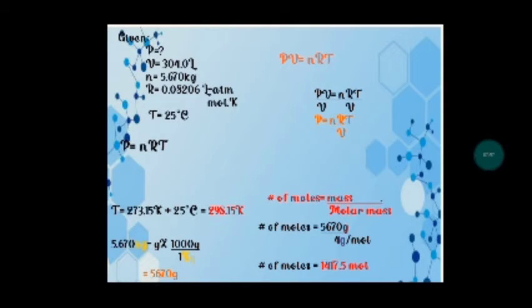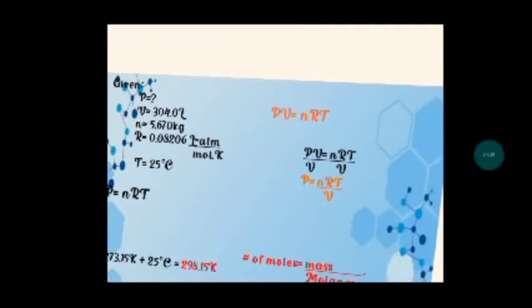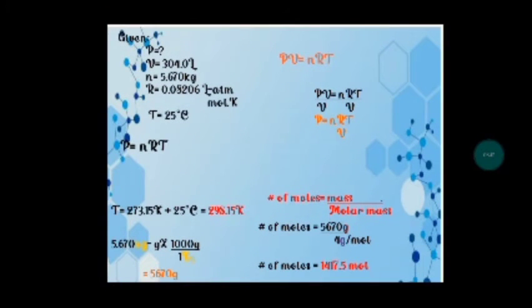We know that the unit of temperature here is Kelvin. So we derive it. We have 273.15 Kelvin plus 25 degrees Celsius, it comes up to 298.15 Kelvin. So this is now the value of our temperature.